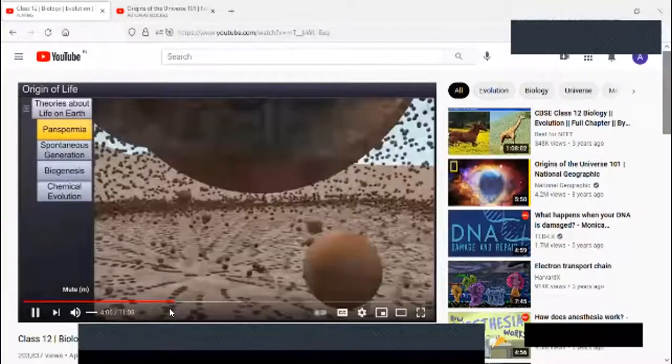Panspermia is the oldest theory, founded by Greek thinkers. It explains that units of life called spores were transferred to different planets. Panspermia assumes that seeds of life exist all over the universe.